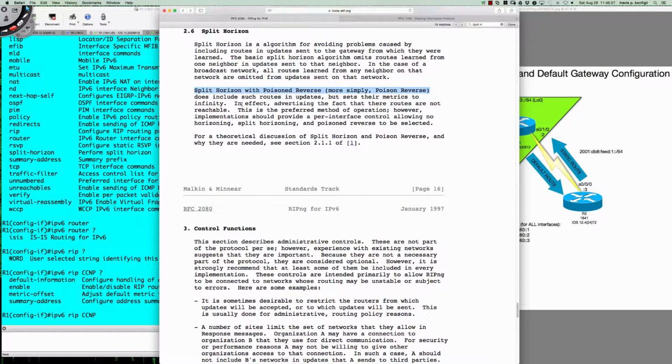And remember, the RFC is, I don't want to say it's hard and fast rules, like you have to do it like this, because as we've seen in previous classes and previous videos, vendors take the RFC and implement their interpretation and maybe throw their secret sauce in, right? So where are we at here? Yeah, so this is the preferred method of operation. However, implementation should provide a per interface control, allowing no horizoning, split horizoning, and Poison Reverse to be selected.